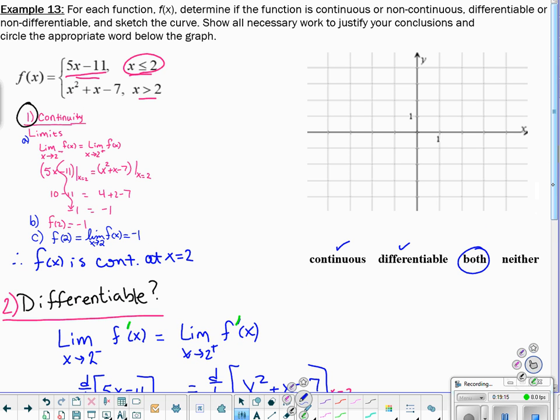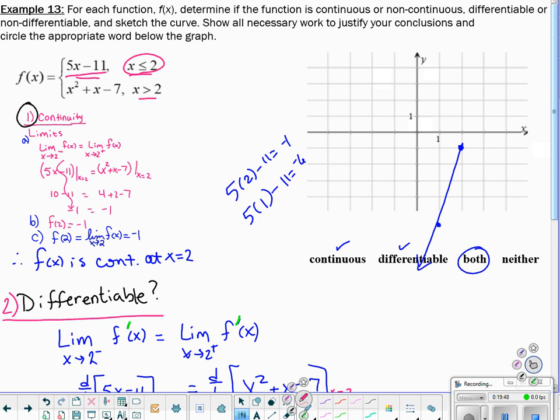Now, if I wanted to, I could plot this line. I think I'll just plot points. At 2, I put in 2, and I'd have 5 times 2 minus 11. Looks like it comes out to be negative 1. Let's use 1. 5 times 1 minus 11 gives me negative 6. So at 1, negative 6, about there. I end up with a line coming through there. It stops when x reaches 2.